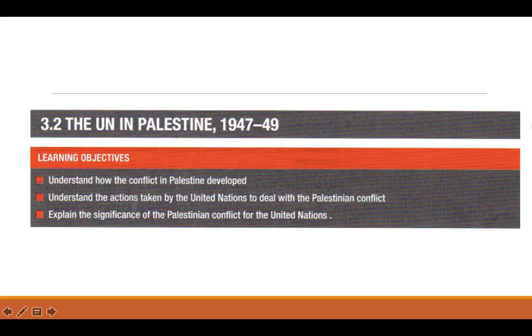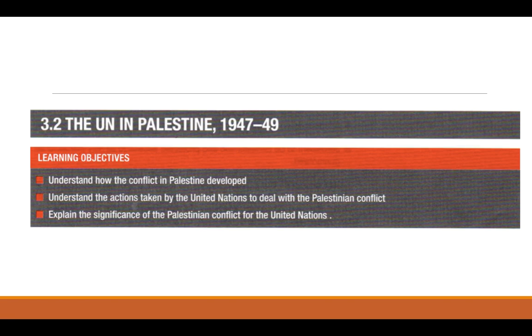Hello everyone, this is lesson 2 of Unit 3. In this lesson we are going to talk about Palestine, Korea and Congo, the crises that happened at the end of the 1940s, the beginning of the 1950s and the beginning of the 1960s.